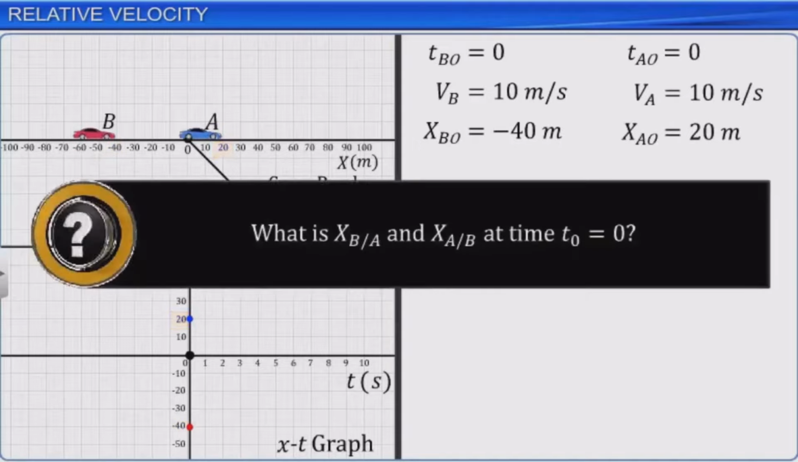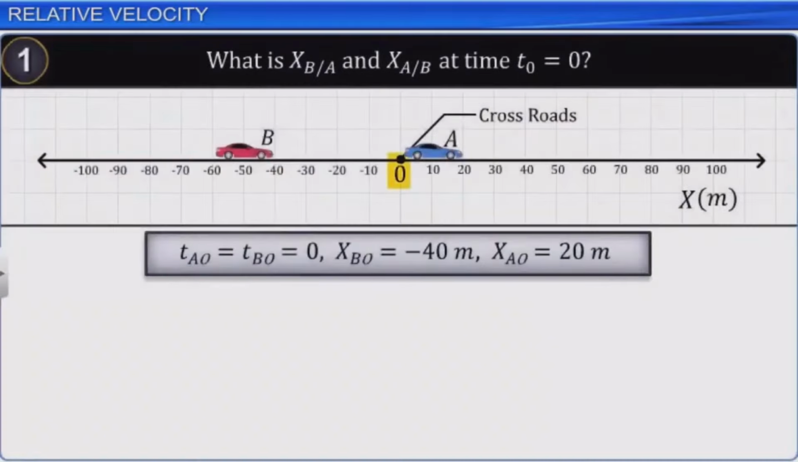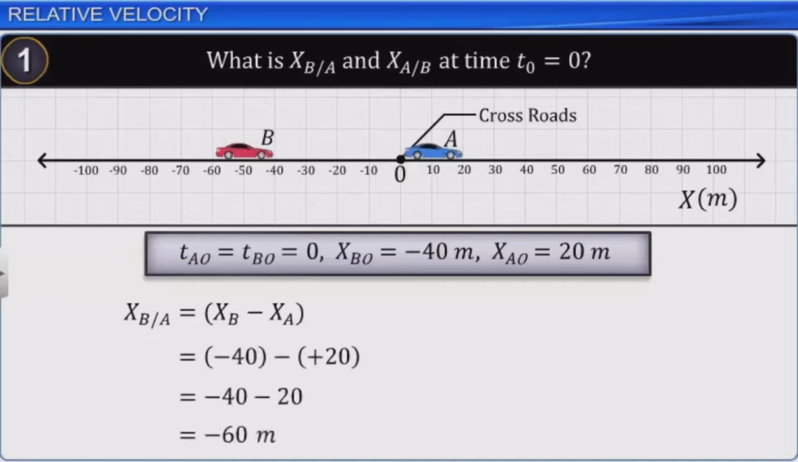What is x_B/A and x_A/B at time t_0 equal to 0? Taking the crossroads as the origin O and time equal to 0, x_B/A is equal to x_B minus x_A. This is equal to minus 60 meters. Minus sign indicates that the car B is on the left side with respect to A.